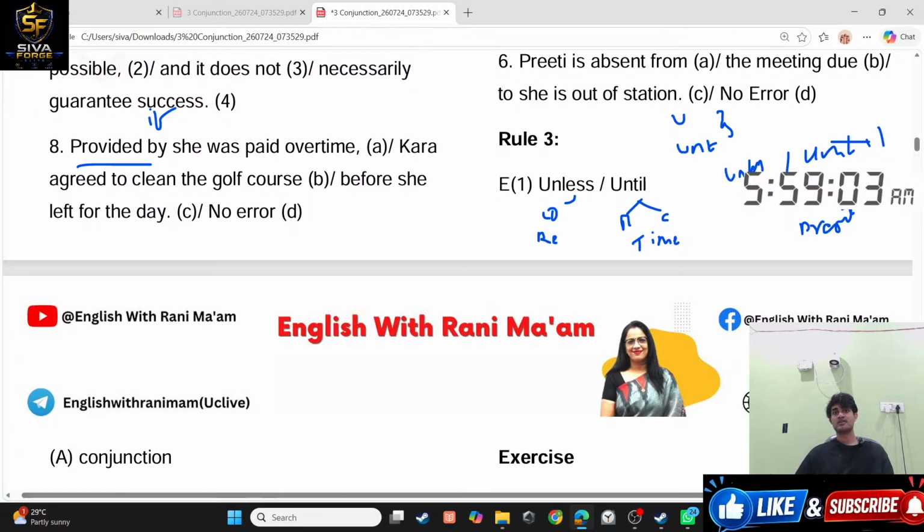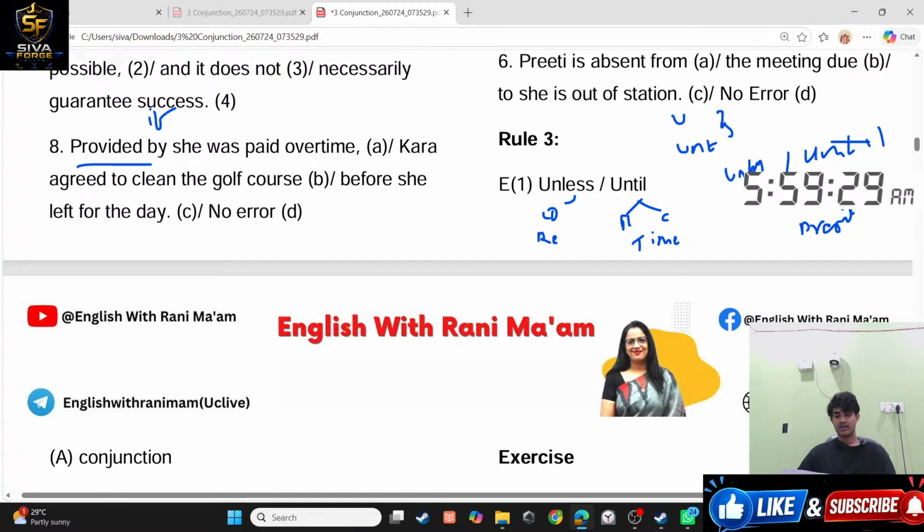Next, if is also a condition. So if tells about the condition, and it also tells about doubt. If it tells about the doubt, then we come with whether. If and whether tell the same thing. If a sentence contains "or not," we have to use whether. That's it.